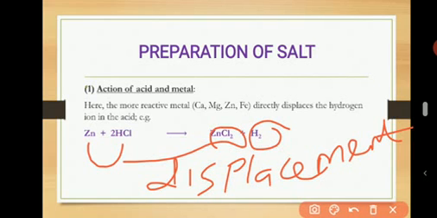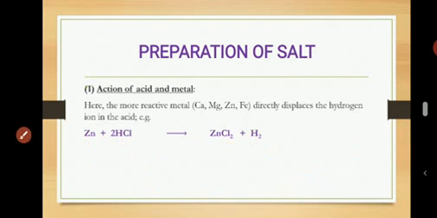So because zinc is more reactive than hydrogen, it can displace hydrogen from that acid. So you form a salt in the process. So that's the first method, action of acid on metals. Let me just give you some brief explanation on it.